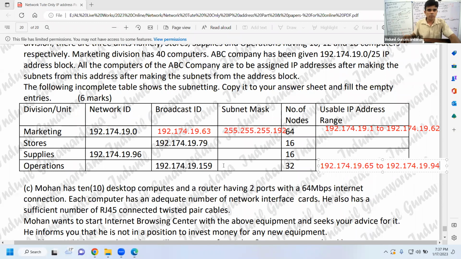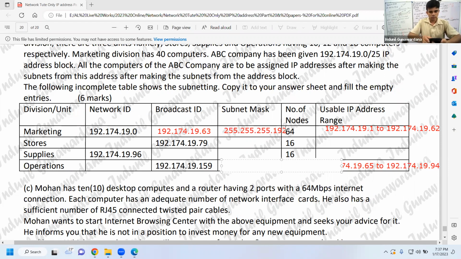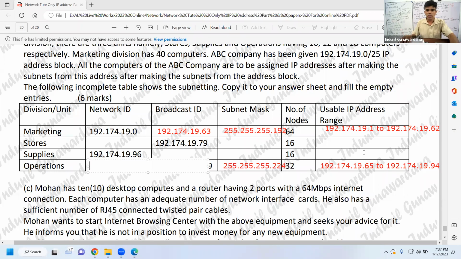Then what was the subnet mask of that? 224. You will have these values. We have to add one more and then 224, so 255.255.255.224. And the network ID is going to be one less than the starting address, so 192.174.19.64.